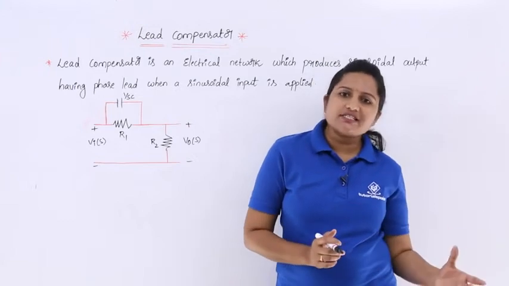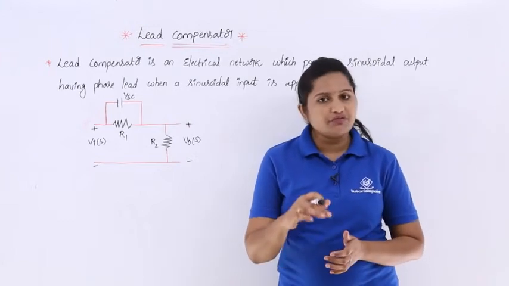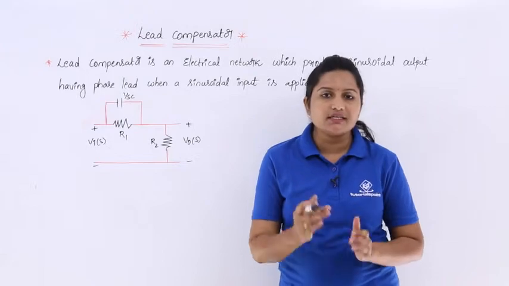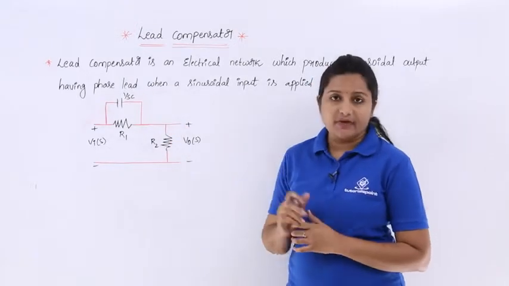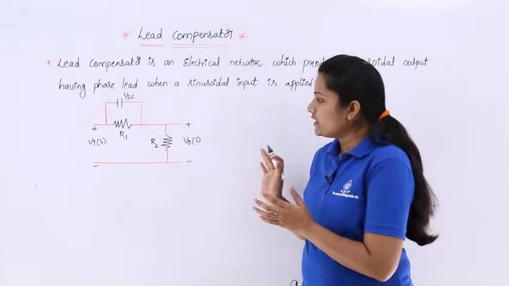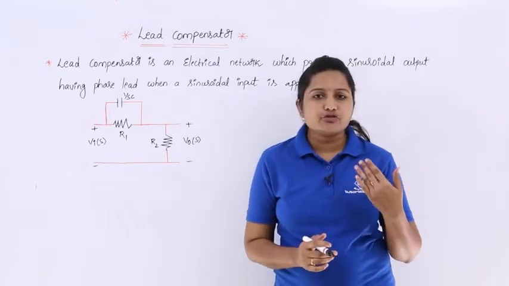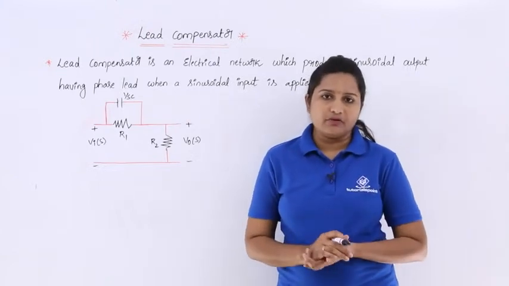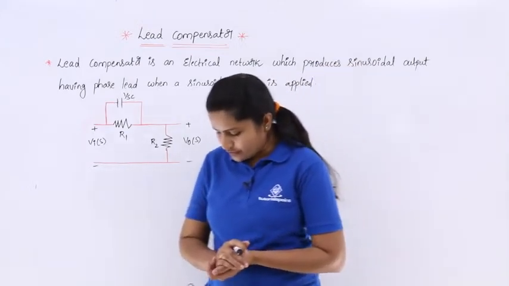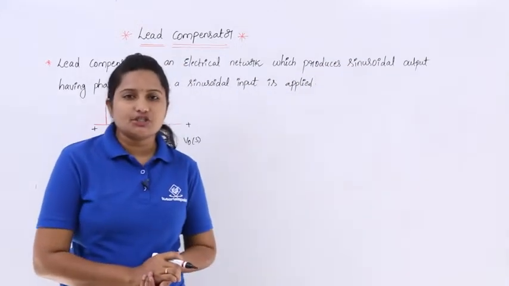Whenever you give a sinusoidal signal as input, it will produce the same sinusoidal signal with phase lead. Here I am going to analyze this lead compensator. I am going to take the Bode plot for this, and I am going to consider the compensation gain.